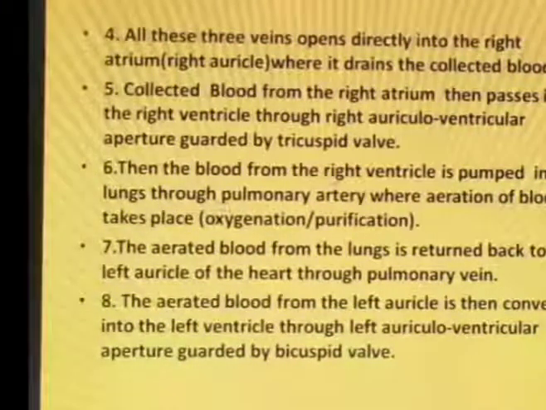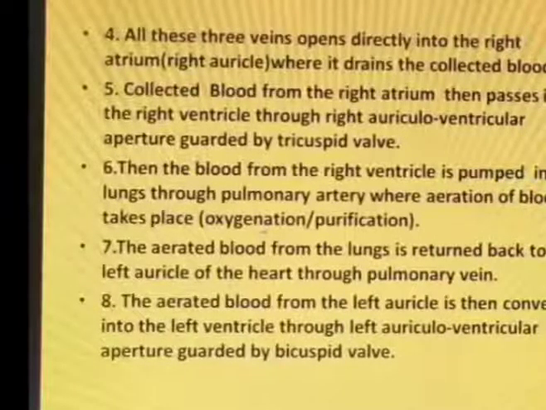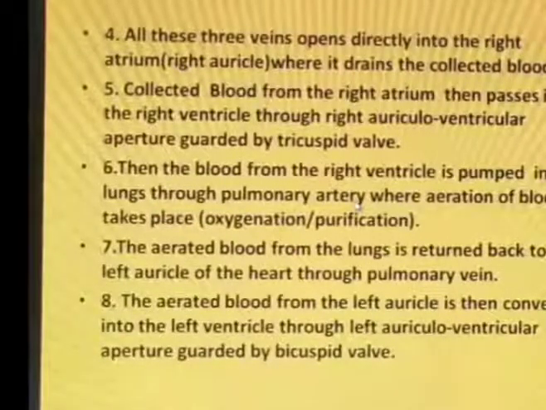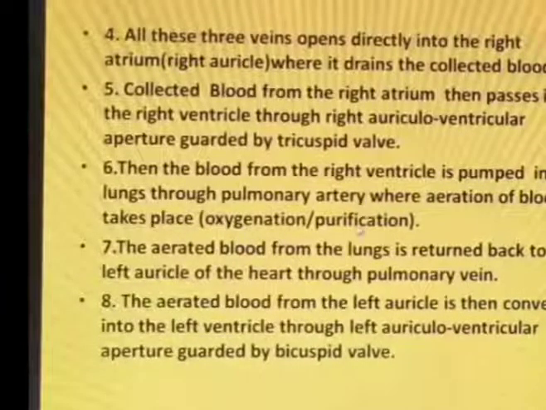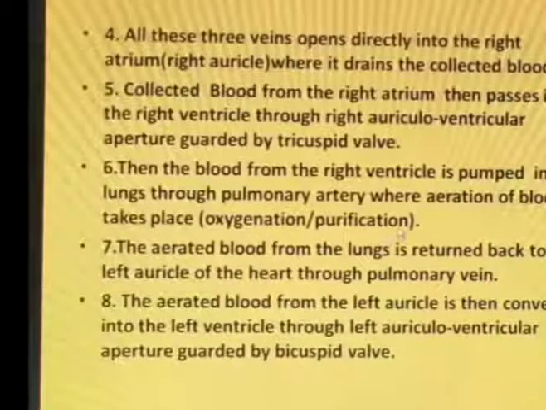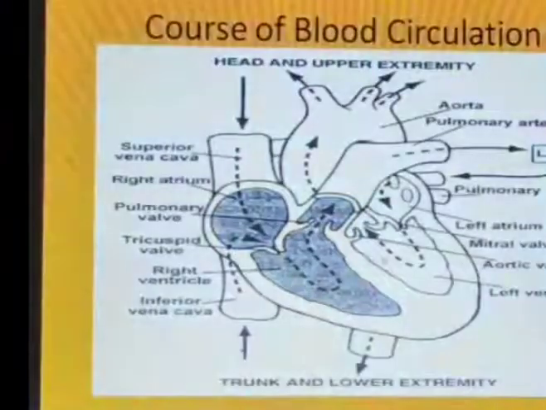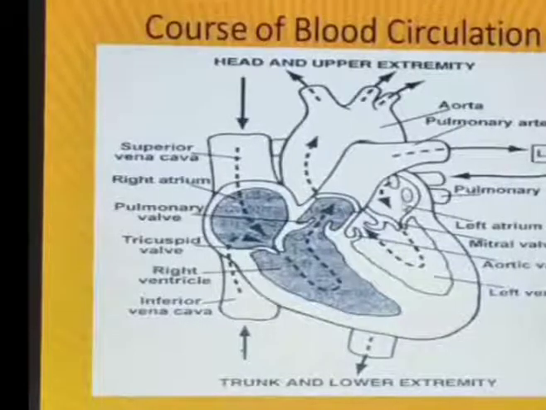Then the blood from the right ventricle is conveyed or pumped into the lungs through the pulmonary artery for aeration, where oxygenation or purification usually takes place. After aeration of the blood in the lungs, the aerated blood is returned back to the left auricle of the heart through the pulmonary vein. You see, through the pulmonary vein and opens into the left auricle.